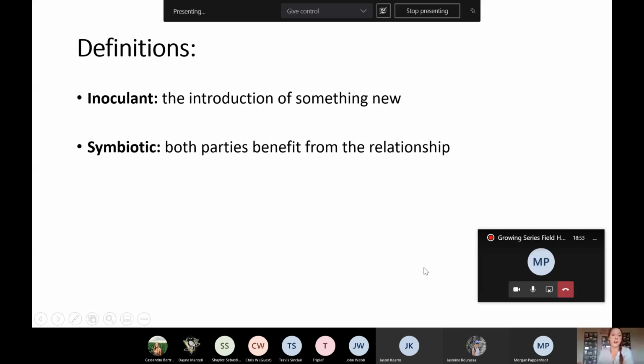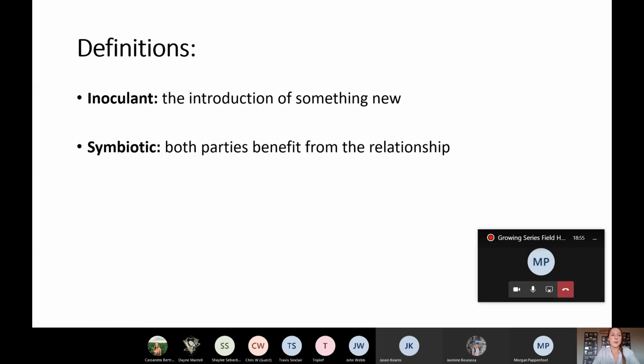Okay, so first of all, inoculant. We typically think of the term inoculant when we're planning and stuff. We talk about inoculant and we kind of mean something else, but the actual definition of inoculant is to introduce something new. And that means whether you're putting it on the seed, or applying it beside the seed, it's just putting something onto the seed that wasn't already there.